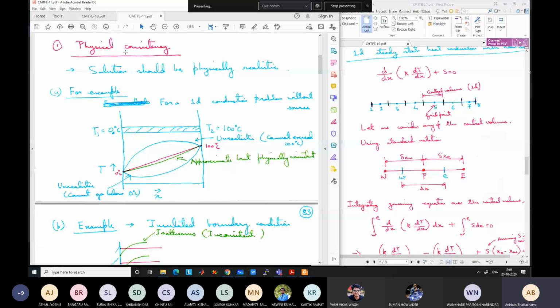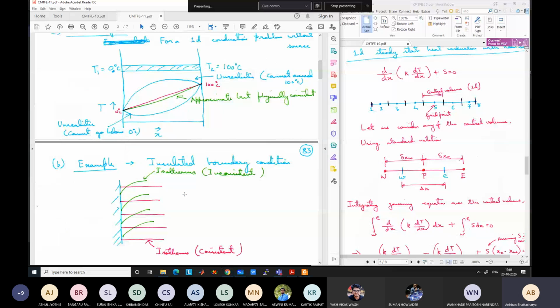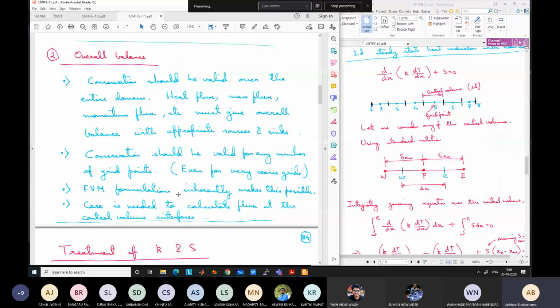The second thing is overall balance. Overall balance means heat flux, mass flux, momentum flux, etc. should be balanced. Even if there are source terms or negative source terms, they still have to be balanced in the entire domain. And we have seen by our integral formulation that these terms are balanced within each control volume. If we add up all the control volumes, they will get balanced. The only important thing to note here is that we have to be careful to calculate the correct flux at the control volume interface. Otherwise, the balance can get hampered.